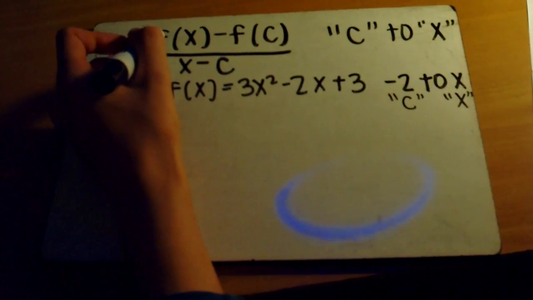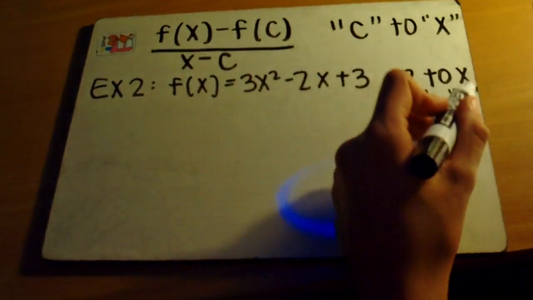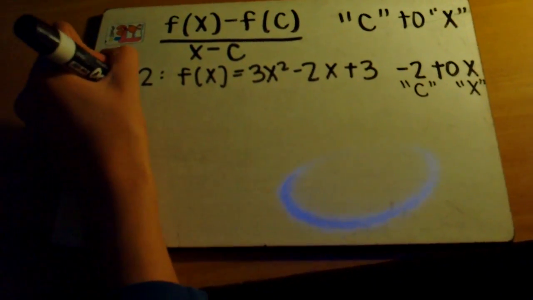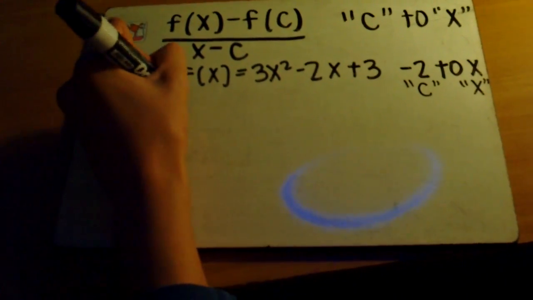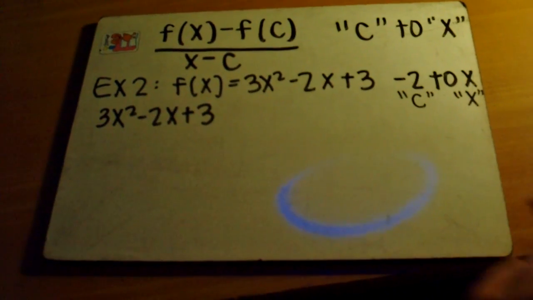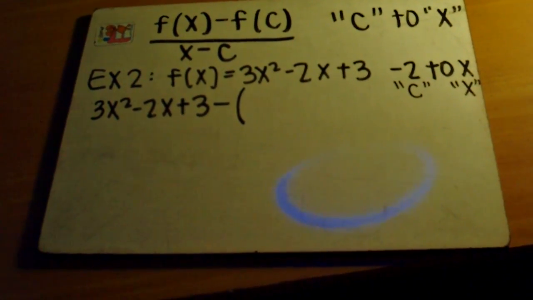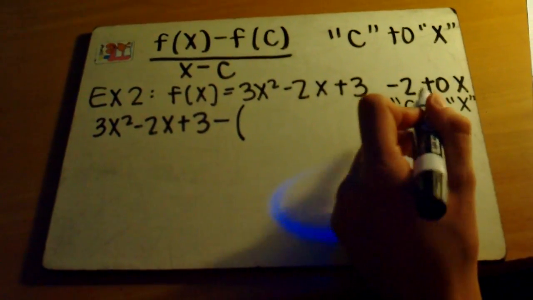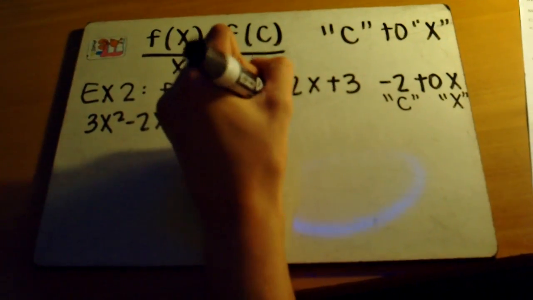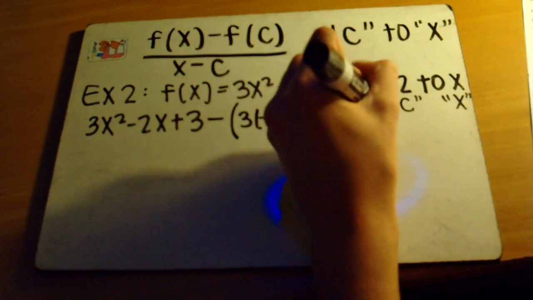First we're going to do f of x. Now x equals x here, so we're going to plug in x for all of the x values, which is simply going to be 3x squared minus 2x plus 3. Now we're going to subtract f of c. So subtract, and c equals negative 2 here, so we're going to plug in negative 2 for all the x values. So 3 times negative 2 squared minus 2 times negative 2 plus 3.